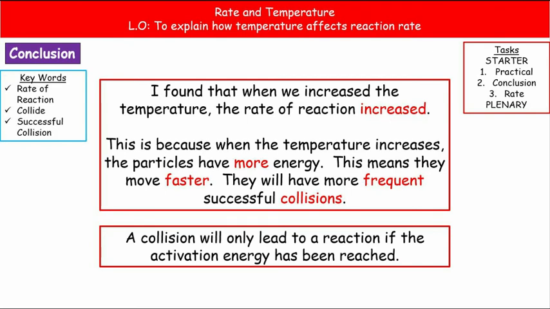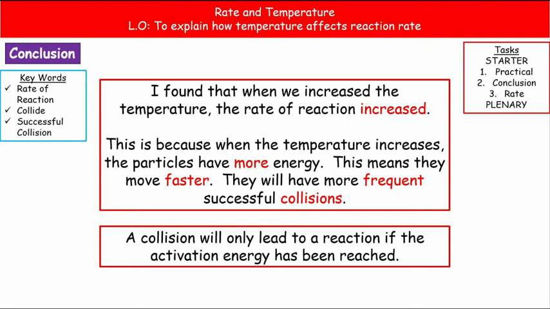Okay, let's check to see we've got these right. As always, tick the ones you've got right, and if you got it wrong, then obviously write the correct word in place. So I found that when we increase the temperature, the rate of reaction increased. This is because when the temperature increases, the particles have more energy. This means they move faster. They will have more frequent, successful collisions. So make sure you've got all those words written in.